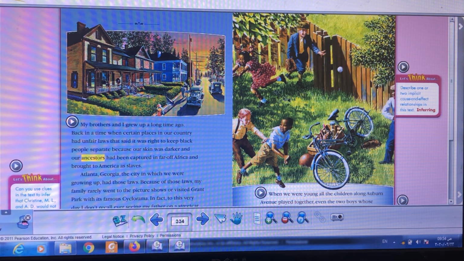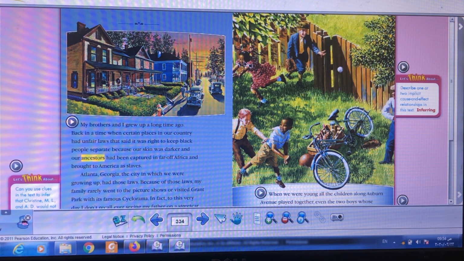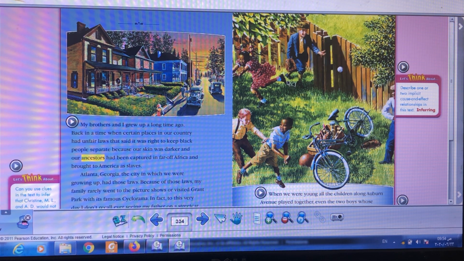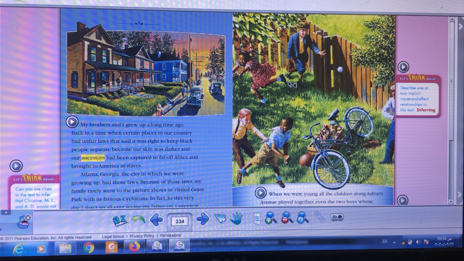While all the other people were what? Black. This is Christine, and she's black. Martin Luther King Jr. is black. And the guy here on the right of the picture, he is black. The 2 boys here were white, and they were the sons of someone in the neighborhood who owned a store.